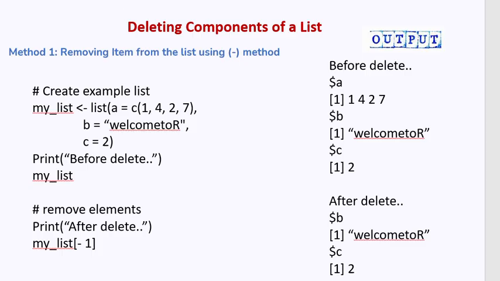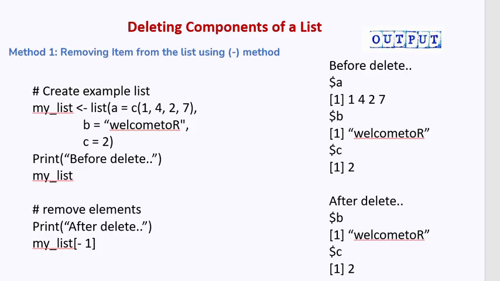For this, the first method is the minus method, which is nothing but mentioning a minus in front of the index place, and it will delete that particular element. For example, in our case, I want to remove 1427. The index value of that element is 1. So when I mention minus 1, this complete element, 1427, will be deleted.